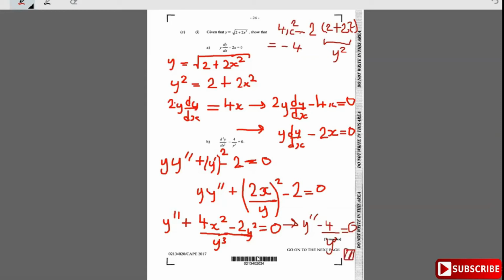Just some reference to put right here. y prime is dy by dx. As I said, check out the video on implicit differentiation. Nice.